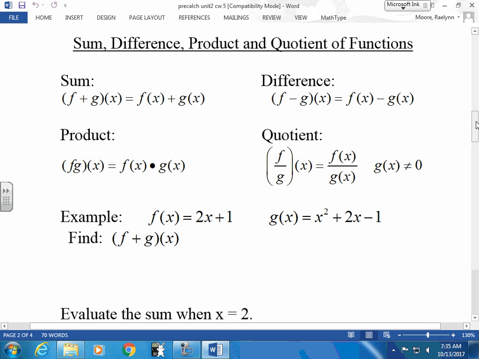Okay, we're doing, and you looked at these last year, and we do this mostly on a graph. In Algebra 2, we do this. We take functions, and we just add them together. We subtract them, we multiply them, we divide them. Very basic. The only thing we have to worry about is the domain. And which one of those operations would affect my domain?